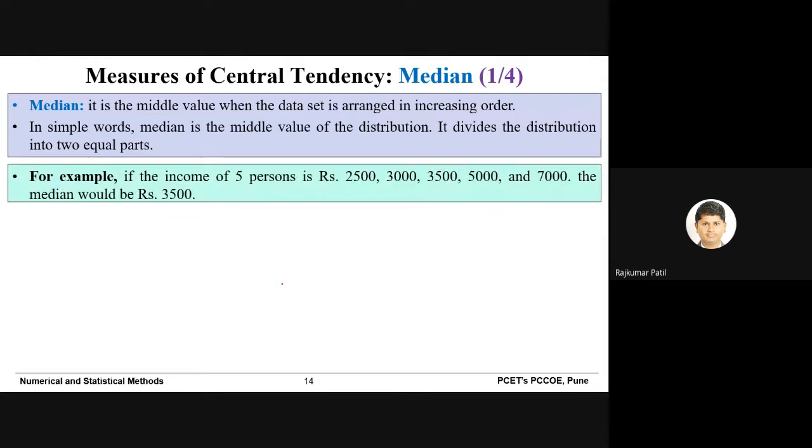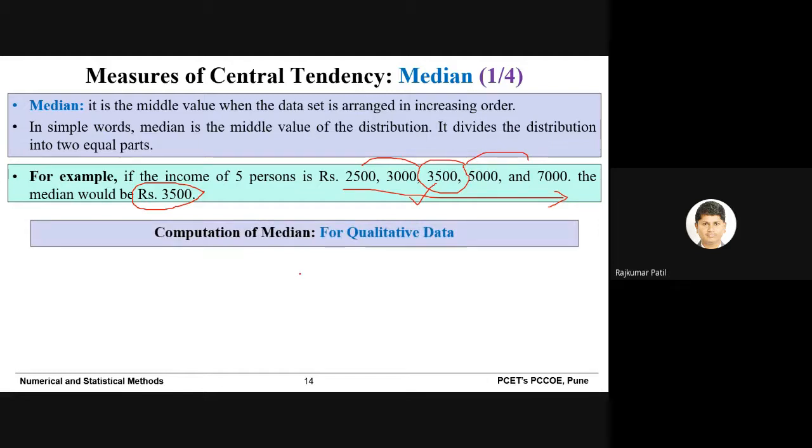If income of 5 persons is 2500, 3000, 3500, 5000 and 7000, and in this case the median value is 3500. What we did, we arranged the values in ascending order, and this is the center value, because on left side there are 2 values and on right side there are 2 values. So middle value is 3500. So we can call this as a median value.